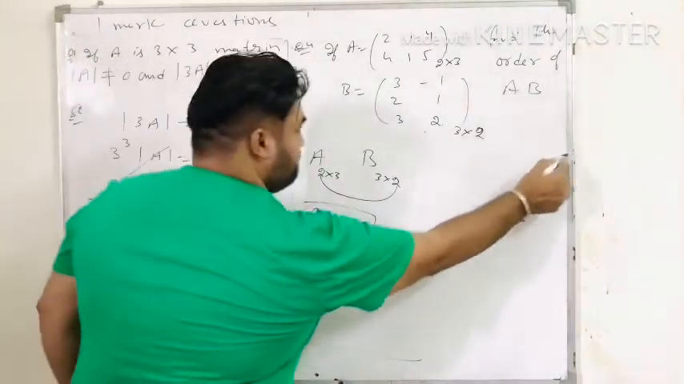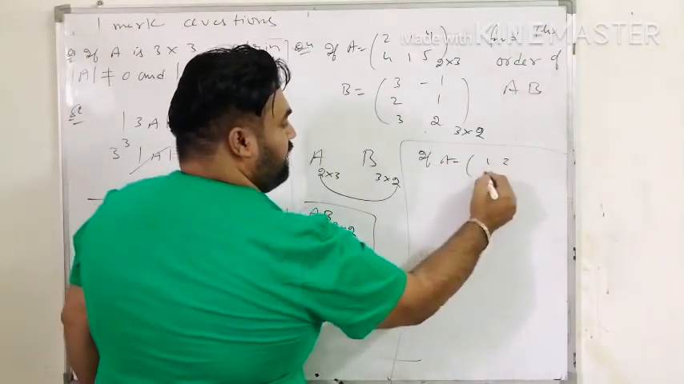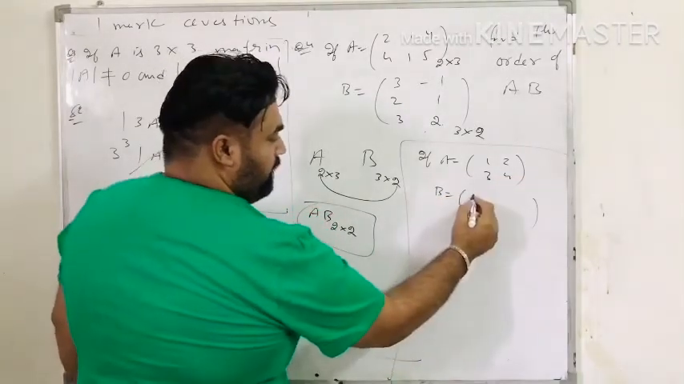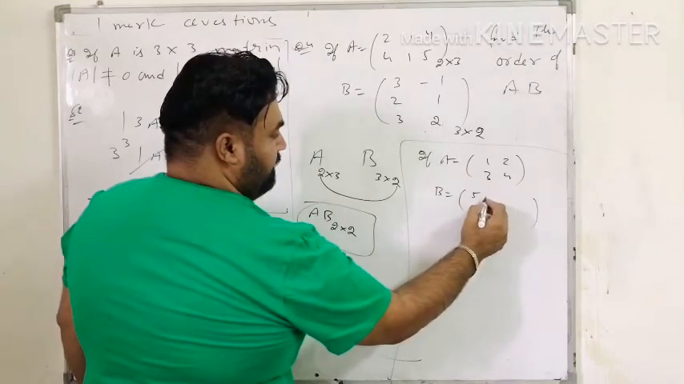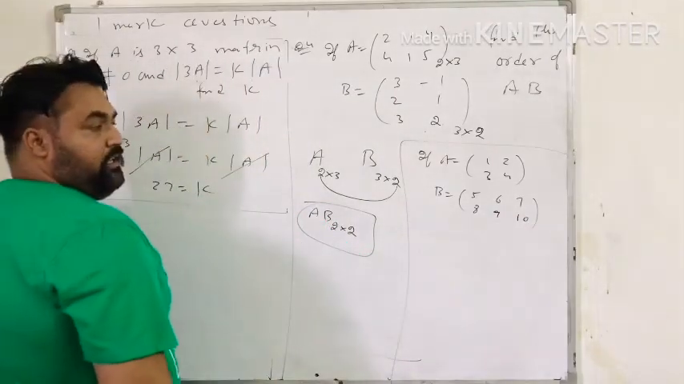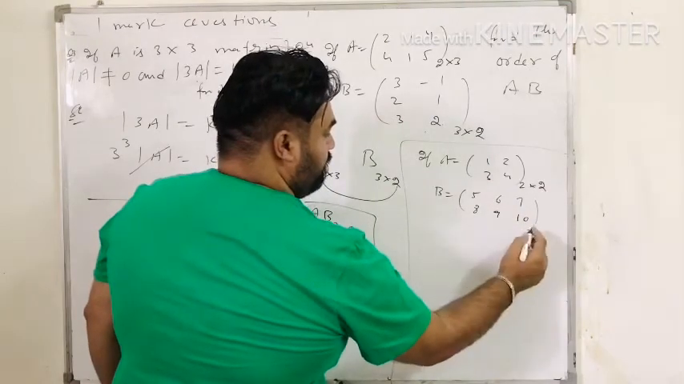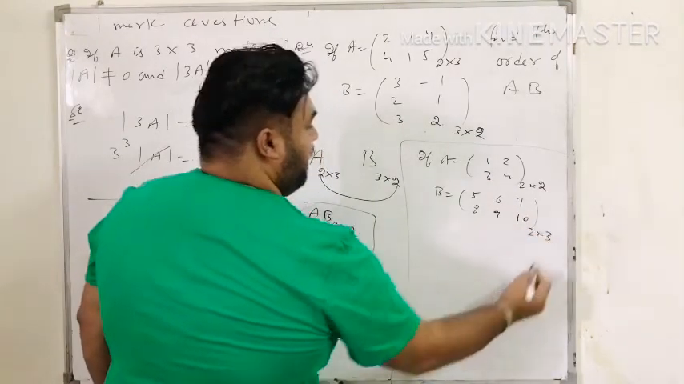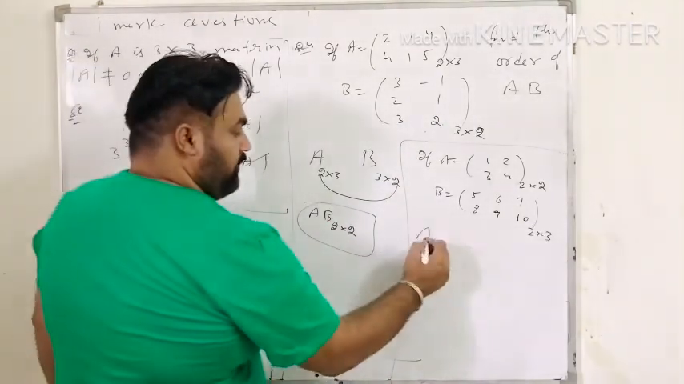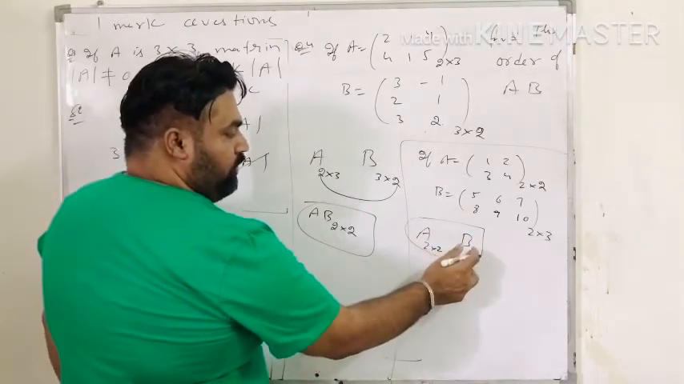For example, if A equals 1, 2, 3, 4, B equals 5, 6, 7, 8, 9, 10. Now this is the order of 2 by 2. This is the order 2 by 3. Now we have to find the order of AB. Now what is the order of A? 2 by 2. What is the order of B?